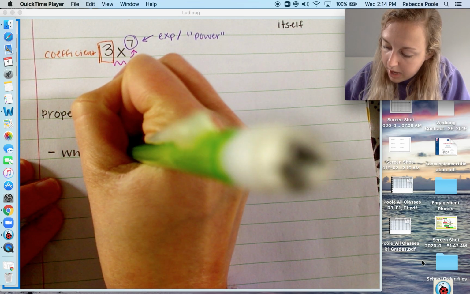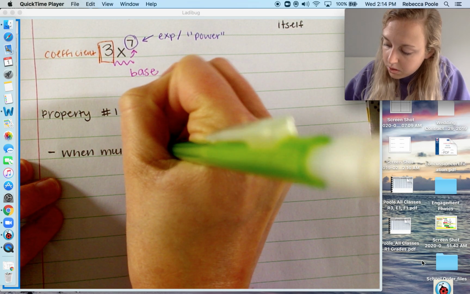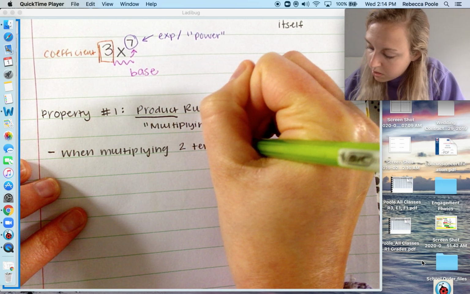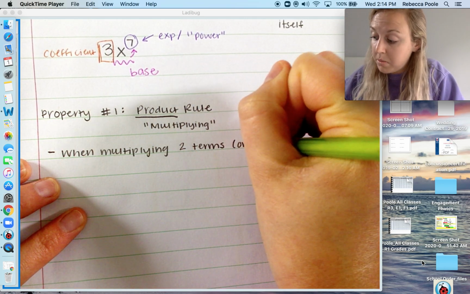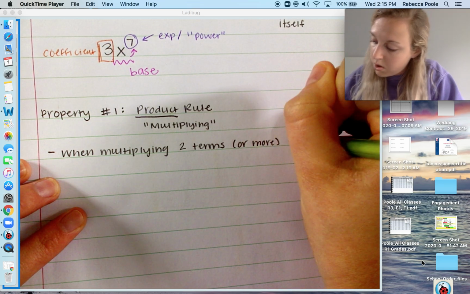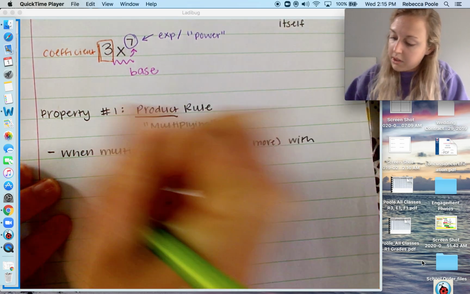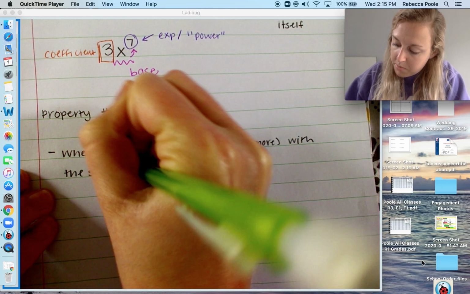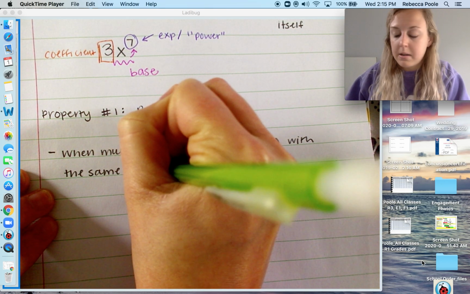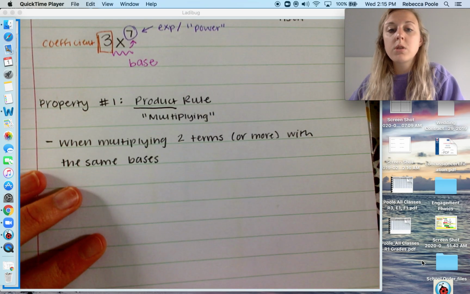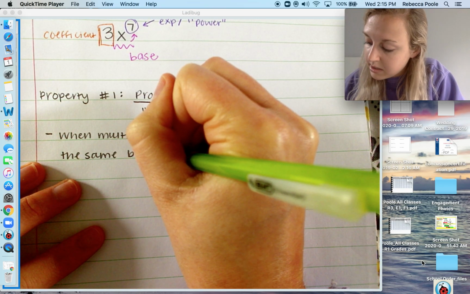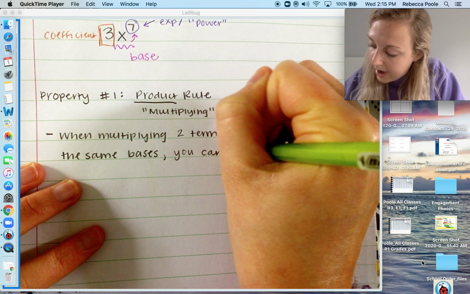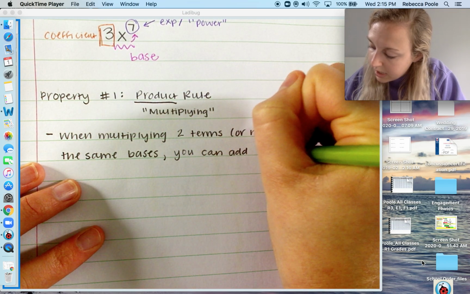When multiplying two terms, it can also be more, with the same bases, and we'll talk about what that means in a minute, okay? When multiplying two terms or more with the same bases, you can add the exponents.